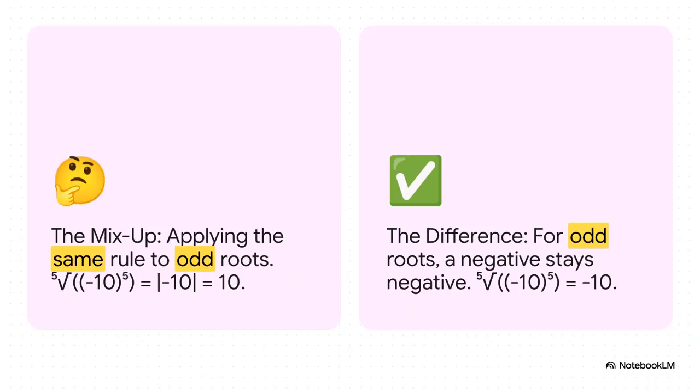But now watch this. This is what makes it so confusing. If we switch to an odd root, like the 5th root of -10 to the 5th, the rules completely change. A negative number can go in and a negative number can come out. That absolute value rule, gone. The answer is -10. Having two totally different rules for even and odd roots is a classic source of confusion.